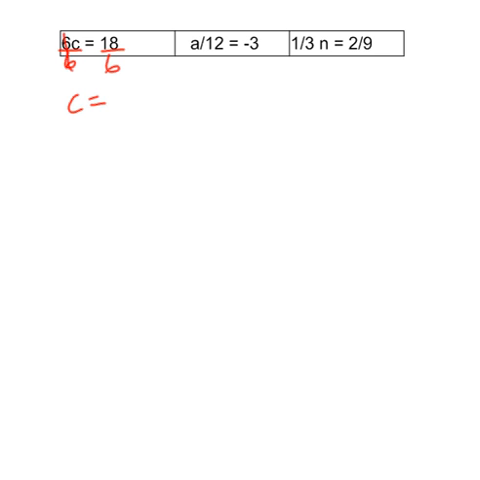So c is equal to 3. This one is a divided by 12 equals negative 3. To solve that, I am going to undo division. So instead of dividing by 12, I'm going to multiply by 12 on both sides. So a is going to be equal to negative 36. Doing these, it seems a little bit quicker.